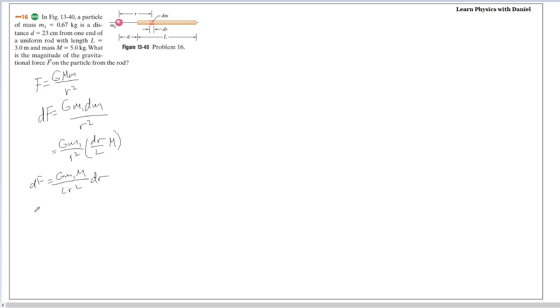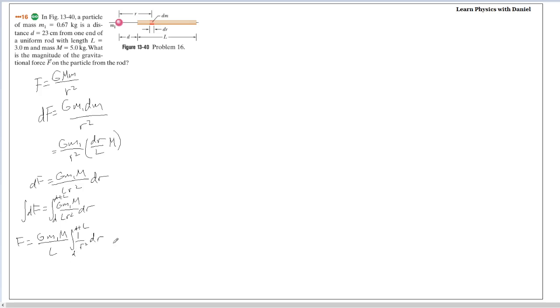So now let's take an integral. We do the integral of dF, which is F, equals the integral of G m1 M over L r squared dr. So we have F equals G m1 M over L times the integral of 1 over r squared dr. Oh, this is from d to d plus L, by the way. So we have from d to d plus L here.